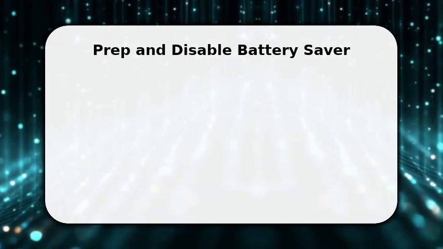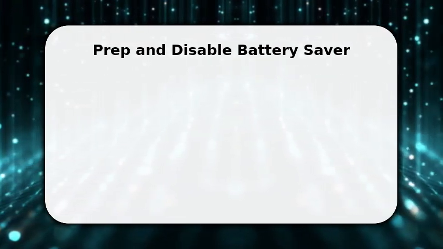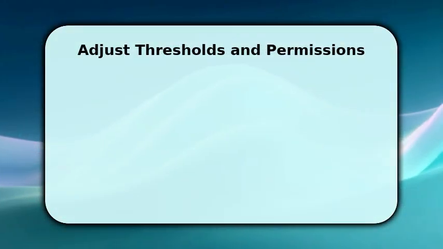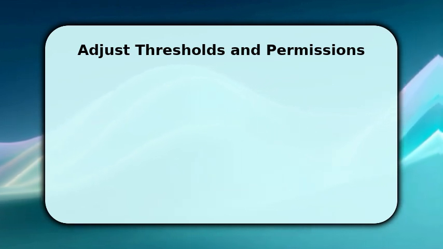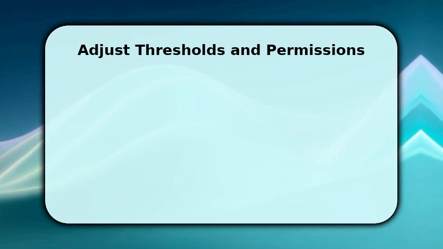If the toggle is grayed out, keep going. There's a secondary step next. Now you'll adjust how the system decides to re-enable Battery Saver. In Battery Settings, change the auto-enable threshold to 15% or a custom value that fits your routine.